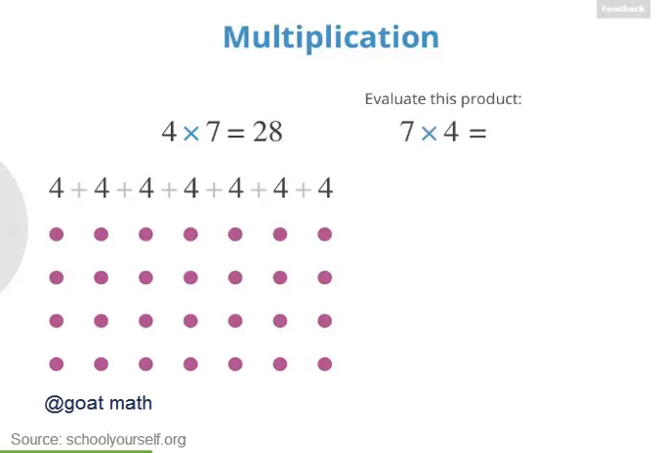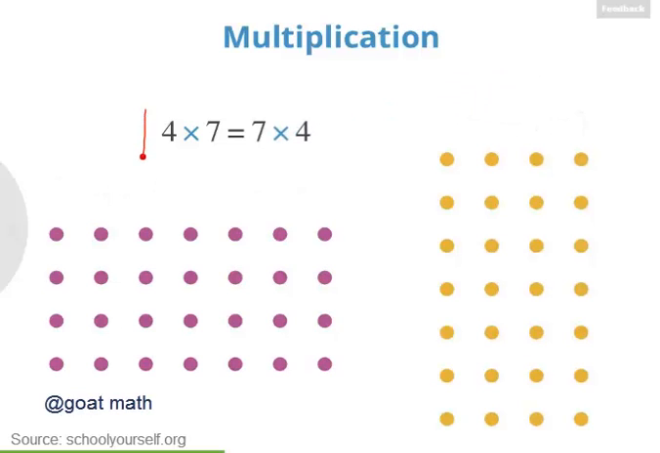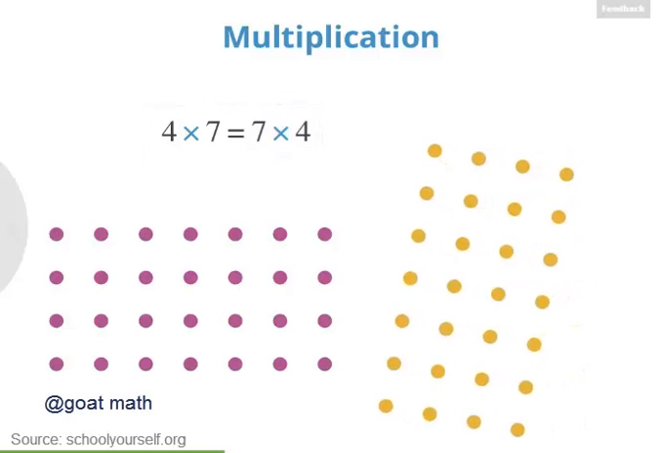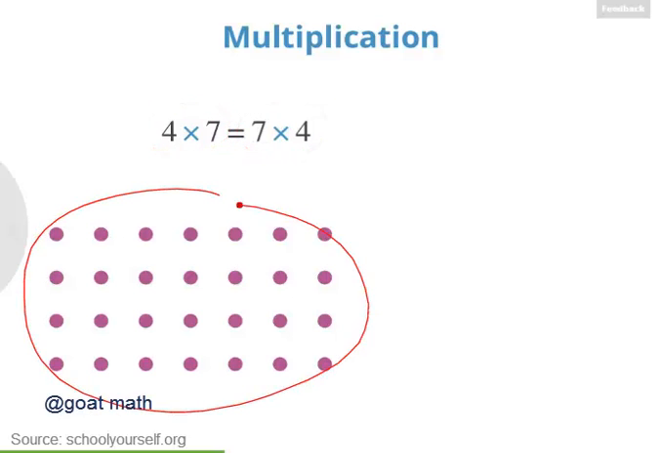Next, let's see what happens if we were to switch the order of these two numbers. So instead of 4 times 7, try evaluating 7 times 4. Exactly. Just like 4 times 7, 7 times 4 also equals 28. 7 times 4 is adding 4 sevens, so here are 7 times 4 dots. And when you look at these dots, you can see why 4 times 7 equals 7 times 4. We have just as many purple dots as yellow dots. So in general, the order in which you multiply numbers does not matter. You could have 4 groups of 7 or 7 groups of 4. Either way, this product equals 28.